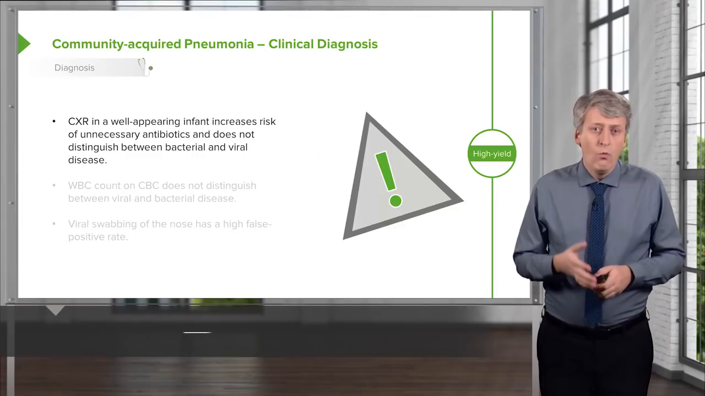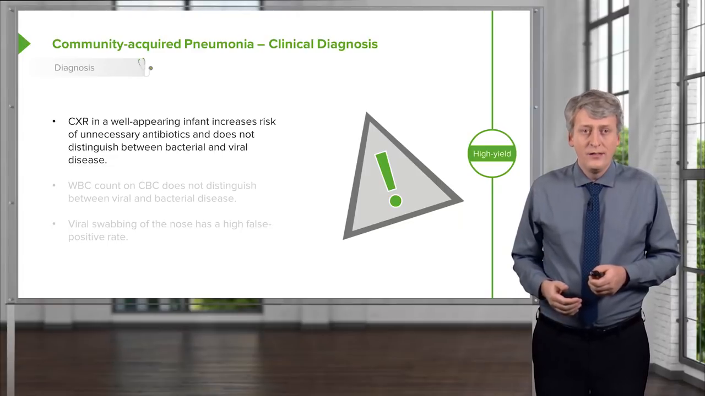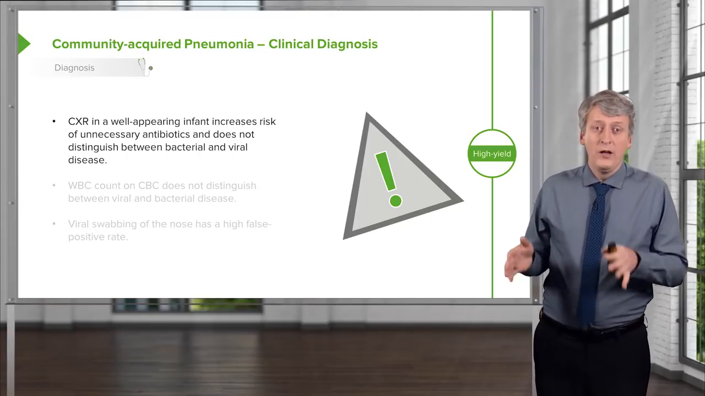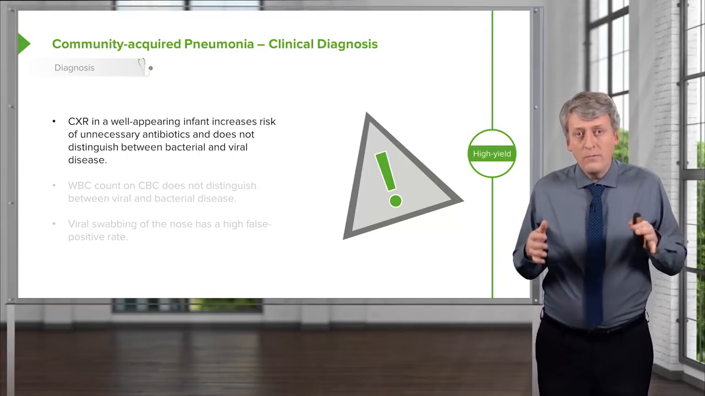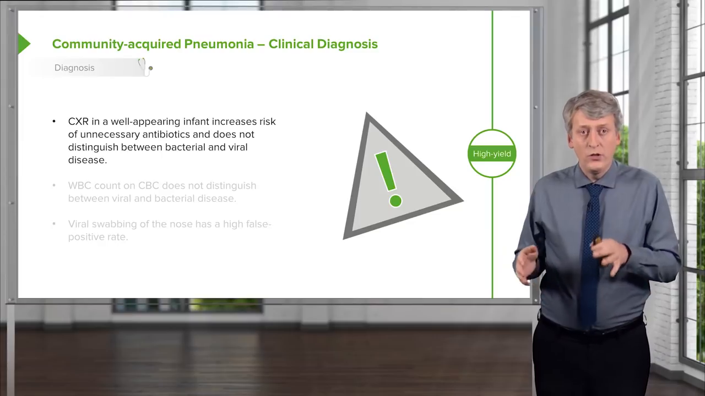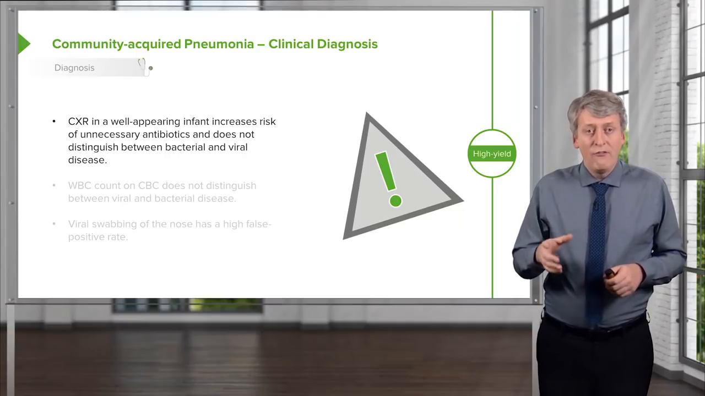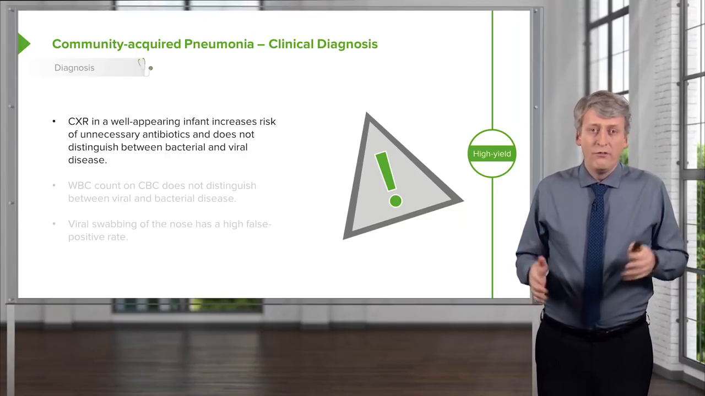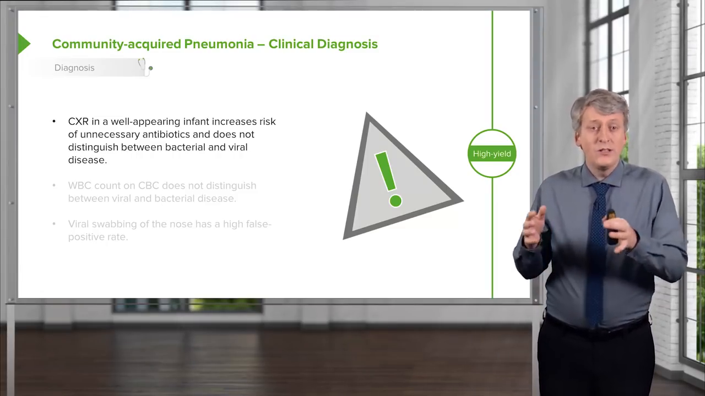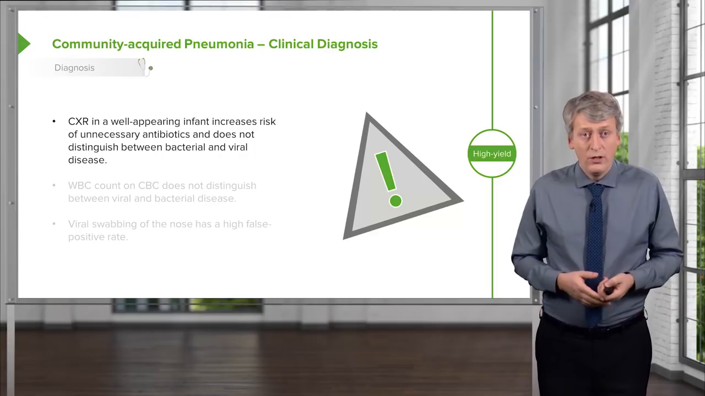A chest X-ray in a well-appearing infant increases the risk of unnecessary antibiotics and does not necessarily distinguish between bacterial and the vastly predominant viral disease. What I'm saying is, if you believe an infant who's relatively well-appearing has pneumonia based on your exam, you should not get a chest X-ray. Just treat the pneumonia. If that child has a question of pneumonia, but you have a reassuring exam, getting a chest X-ray increases antibiotic use without benefit. In other words, probably safe to assume they do in fact have a viral illness.